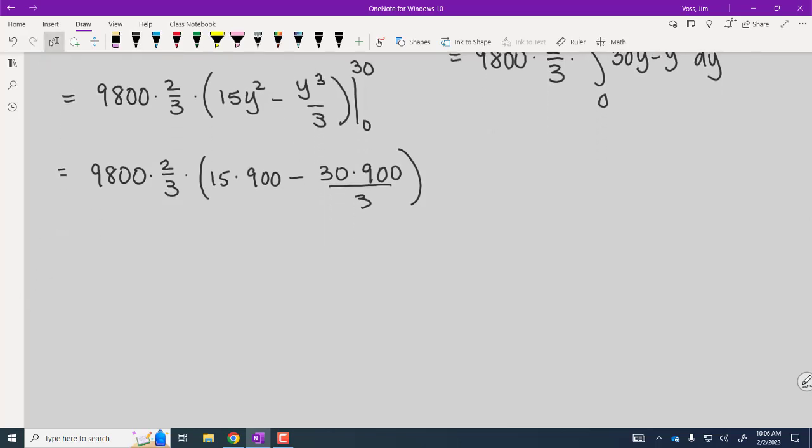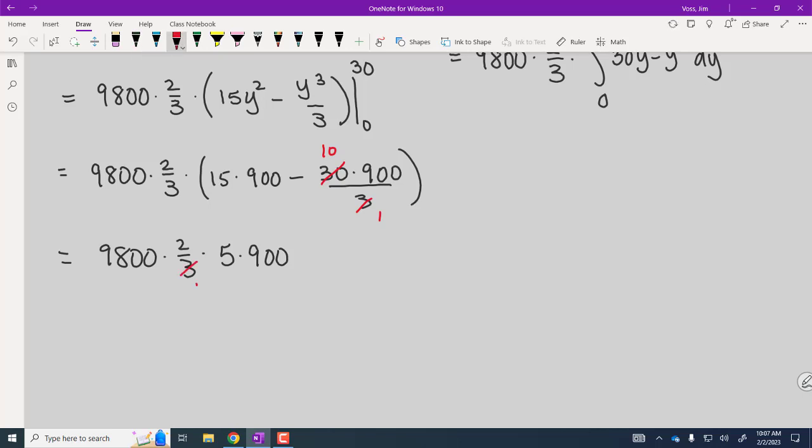So the 3 goes into the 30, giving 10. So let's see if we can at least write this down slightly simpler before we plug it into our calculator. So we have 15 900s minus 10 900s. That will give us 5 900s. So we have all that. Then we can plug it into our calculator.